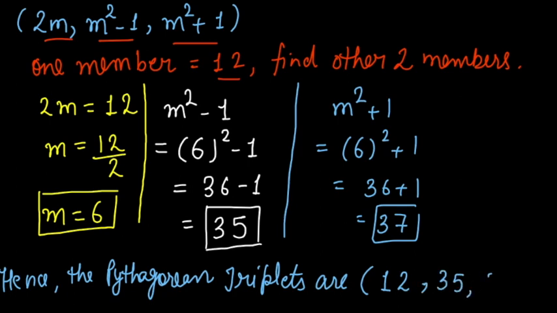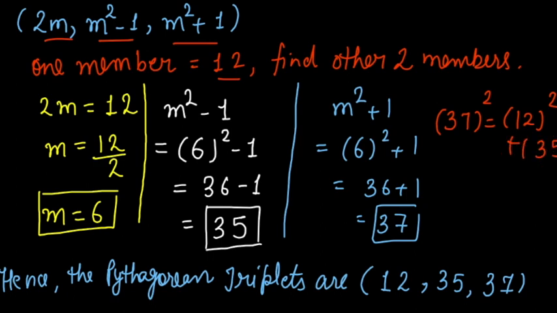And if you want to cross check, as we did in the Pythagoras theorem, c will be 37, so the square of 37 should be equal to the square of 12 plus 35 square. They will always satisfy the Pythagorean theorem. Okay, so this is how, when one member is given, which was 12, we can calculate the other two members of the given triplet.